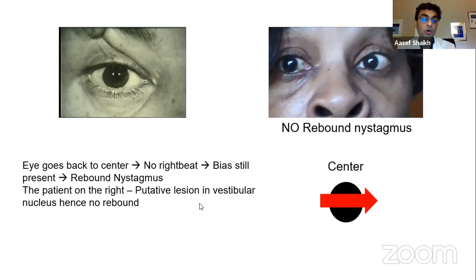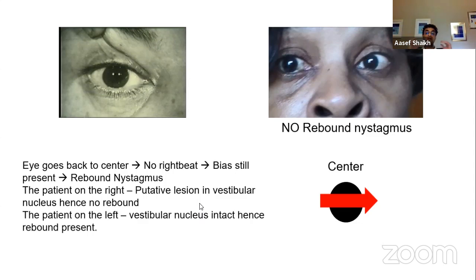And in fact, that was shown in the animal lesion studies. So when you lesion the input to the vestibular nucleus, you get rebound. But when you get rid of the nucleus itself in the animals, you don't see rebound. And of course, the patient on the left had an intact vestibular nucleus, which has an ability to put together this counteracting bias to fight the gaze evoked nystagmus. So that's why they have rebound.